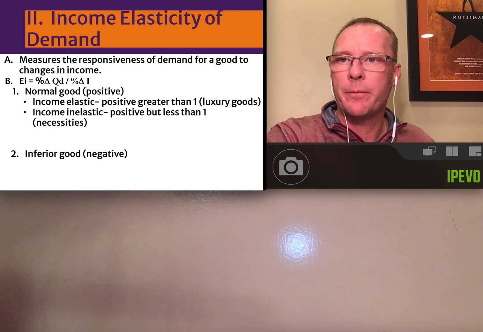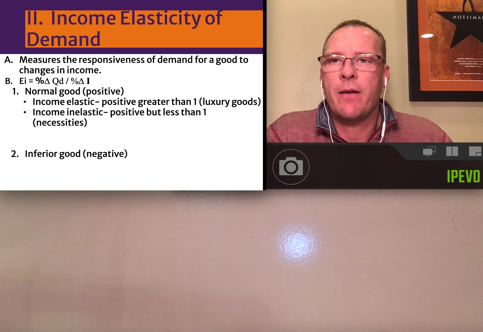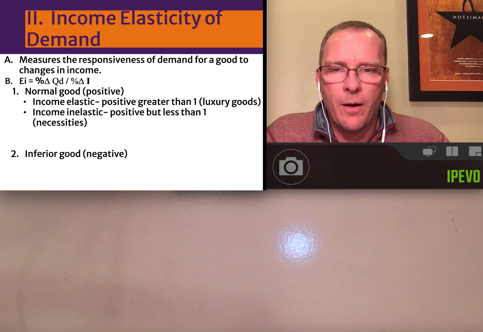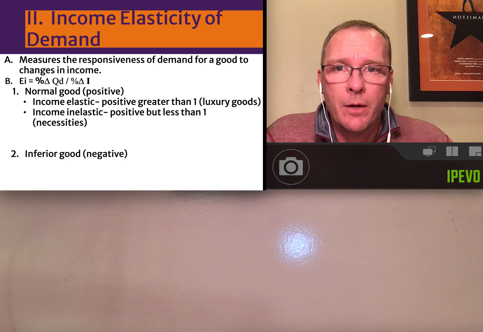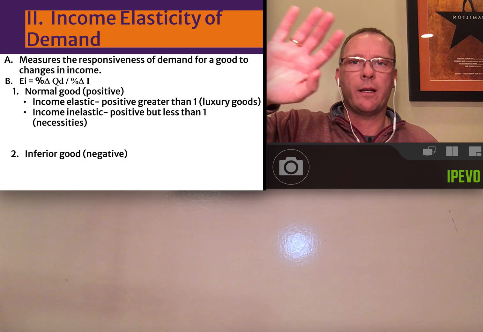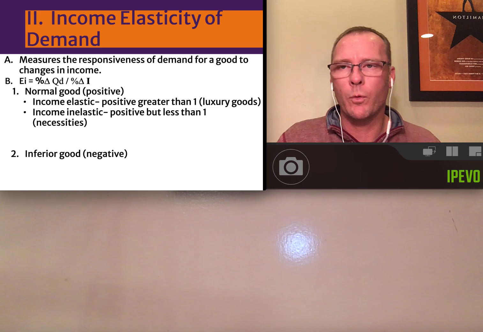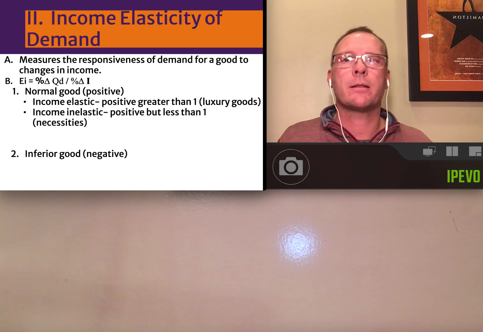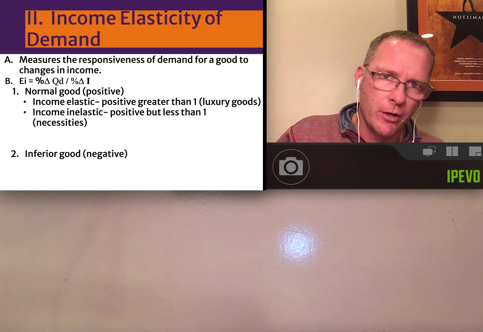Income elasticity. What you're looking at here is, instead of having price, you have income. So you take the percent change in quantity divided by the percent change in income. When you have more money, what's going to happen? In this case, positive numbers equal normal goods, negative numbers equal inferior goods.